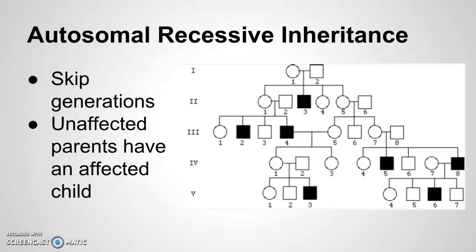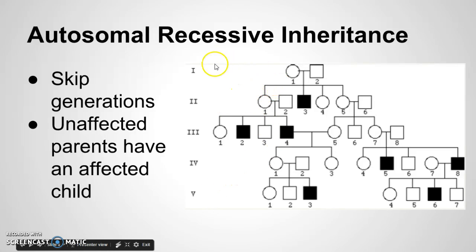So next we want to look at the different types of inheritance and how we can see different types of inheritance. The first type is autosomal recessive inheritance. So we know that it skips generations, and unaffected parents can have an affected child. But you might look at this and say, well, wait a minute. Generation 2 and Generation 3 and 4 and 5 all have people who have the disorder. So how is it skipping generations?